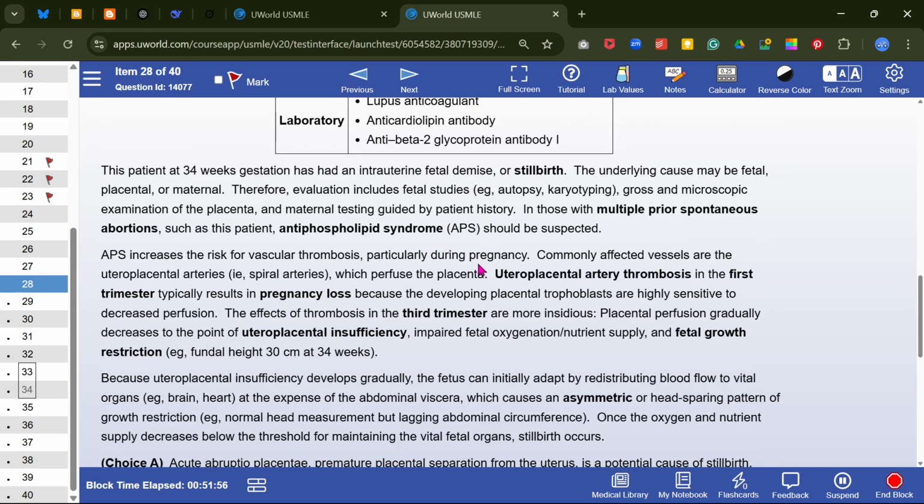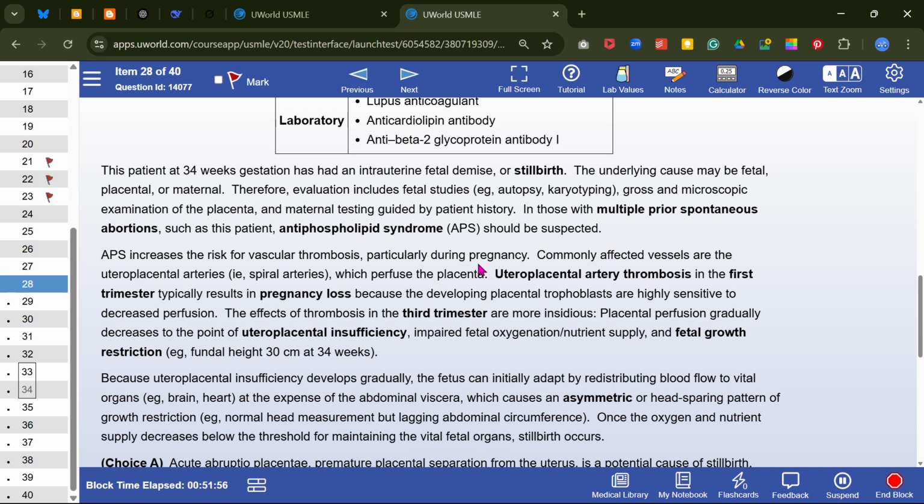This patient with 34 weeks of gestation has an intrauterine fetal demise or stillbirth. The underlying cause may be fetal, placental, or maternal. Therefore, evaluation includes fetal autopsy, karyotyping, and gross and microscopic examination of the placenta. In a patient such as this, antiphospholipid antibody syndrome should be suspected. APS increases the risk of vascular thrombosis, particularly during pregnancy.